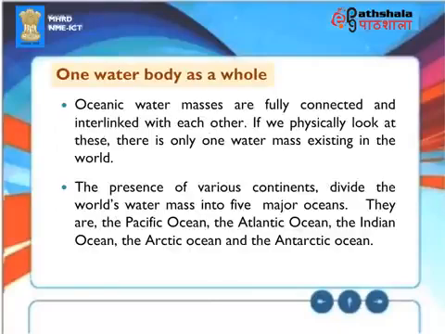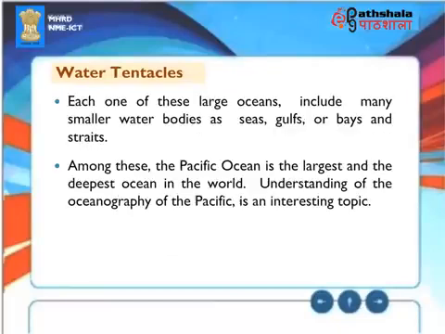One water body as a whole. Oceanic water masses are fully connected and interlinked with each other. If we physically look at these, there is only one water mass existing in the world. The presence of various continents divide the world's water mass into 5 major oceans. They are the Pacific Ocean, the Atlantic Ocean, the Indian Ocean, the Arctic Ocean, and the Antarctic Ocean.